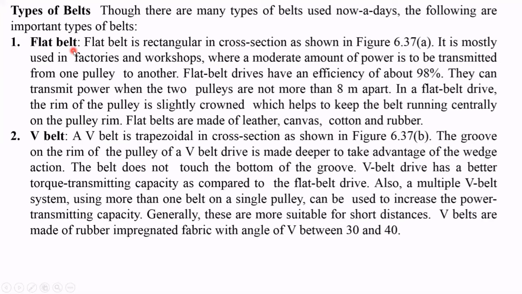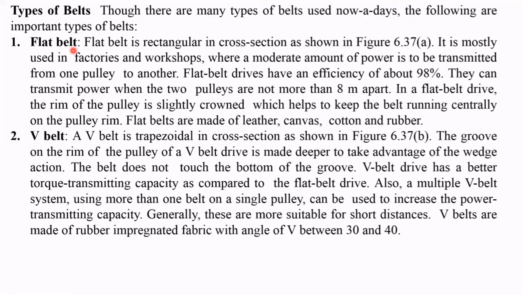First one is flat belt. In a flat belt the cross section of the belt is rectangular, and the efficiency of the flat belt is 98%. We have one condition for flat belt: the distance between two shafts should be not more than 8 meters. Then we use flat belt drives.